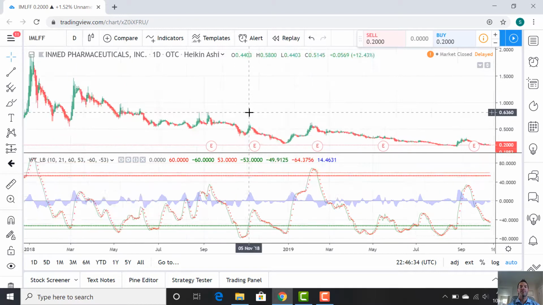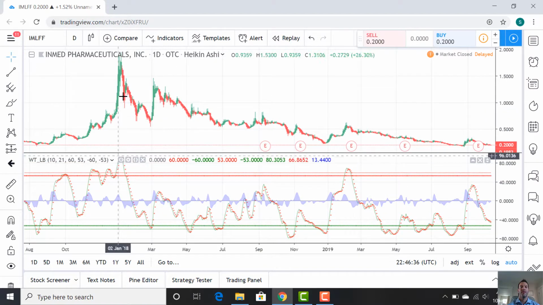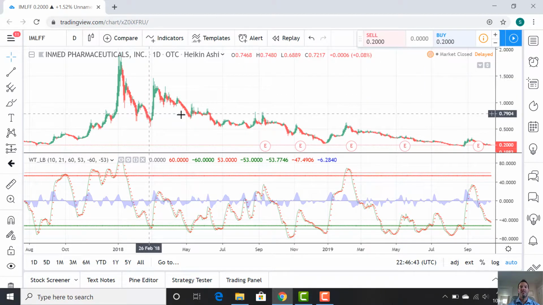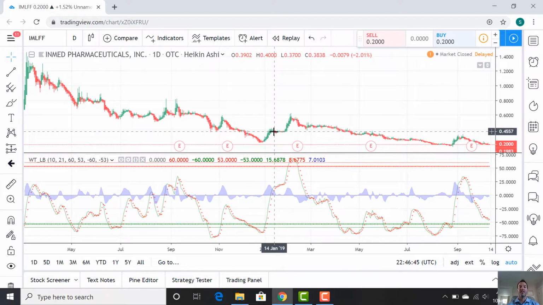But put your favorite company on it and just look at the number of signals we get and look at the huge price movements we get. This signal right here is an outstanding one. $1.60 down to 79 cents. That's almost 100% gains if we were in that.